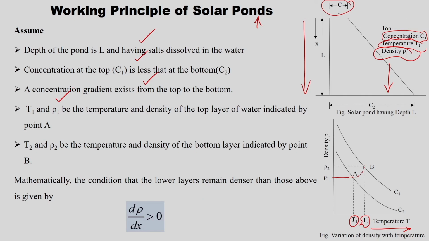Let T1 and rho 1 be the temperature and density of the top layer of the water indicated by A, right. So, there it is almost at the atmospheric temperature. T2 and rho 2 be the temperature and density of the bottom layer indicated by point B. So, if you want to write this, d/dx of rho should be greater than 0, right. The condition for lower layers to remain denser than those above, right. If that condition is applicable, then d/dx of rho should be greater than 0.